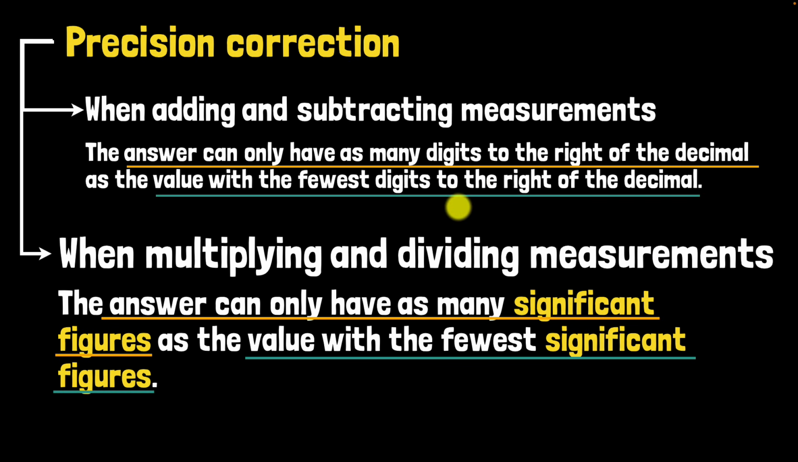So long story short, when we are adding and subtracting measurements, the rule for precision correction is you have to look at the number of digits to the right of the decimal place, the fewest ones. The answer should have the same as the one that has the fewest digits, okay? When it comes to multiplying and dividing, this time you look at the value with the fewest significant figures, not decimals, and make sure your answer doesn't have any more than that as well.